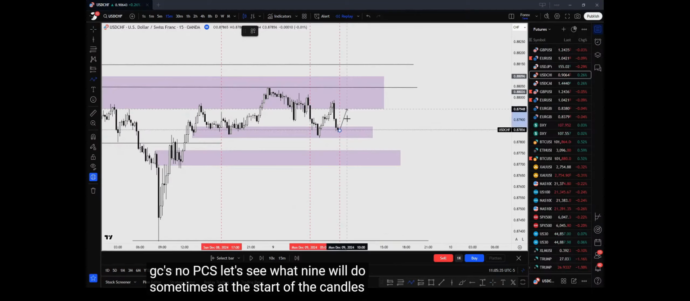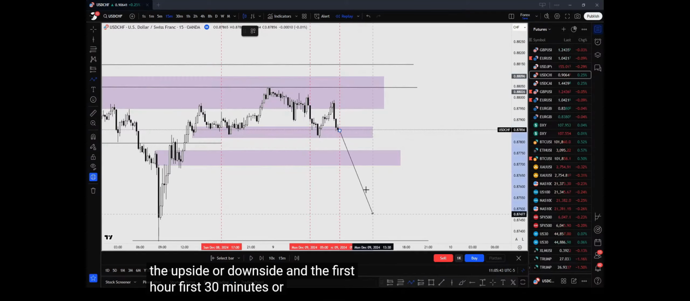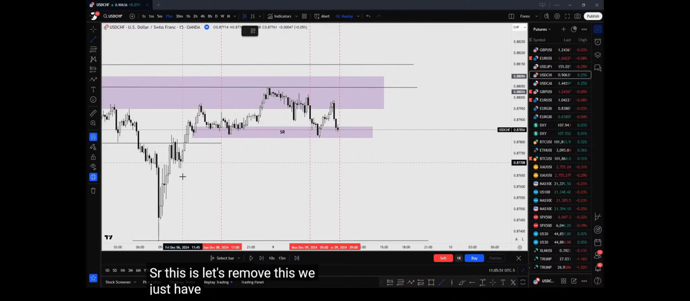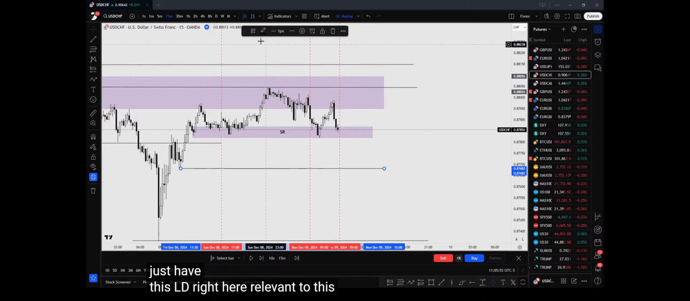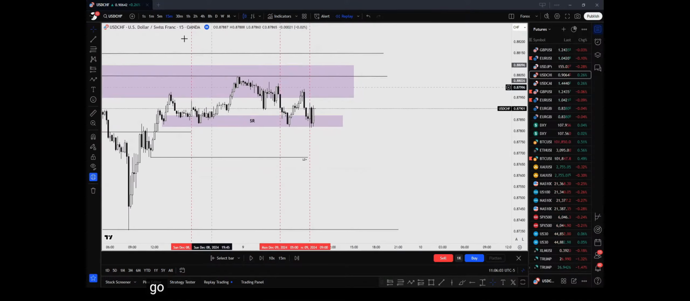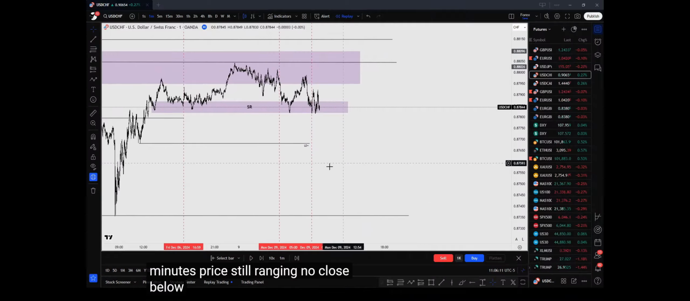Sometimes at the start of the 4 hour candle, we suddenly get a huge movement to the upside or downside in the first hour, first 30 minutes or something like this. This is our SR. This is bullshit. Let's remove this. We just have this LD right here, relevant to this SR. And we go to the 1 minute. Price still ranging, no close below here.